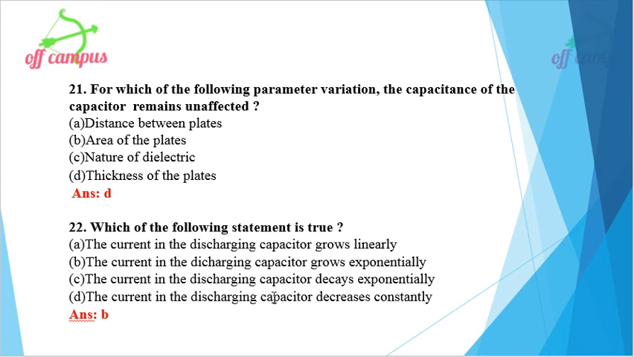The current in the discharging capacitor decays exponentially. The current in the discharging capacitor decreases constantly. Which of the following statements is true? The current in the discharging capacitor grows exponentially. Option B is the right option for this problem.